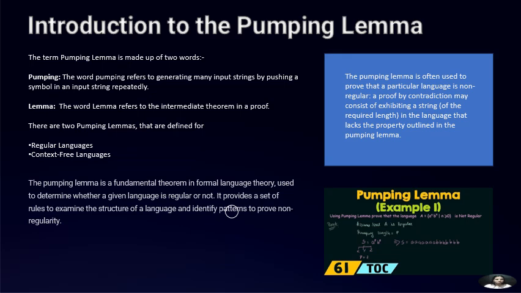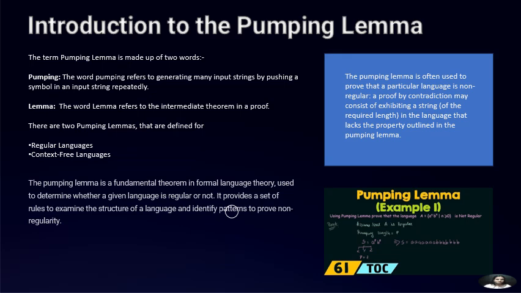The term pumping lemma is made up of two words, that is pumping and lemma. Pumping: the word pumping refers to generating many input strings by pushing a symbol in an input string repeatedly. Lemma: the word lemma refers to the intermediate theorem in the proof. And there are two types of pumping lemmas that are defined for regular languages and context-free languages.